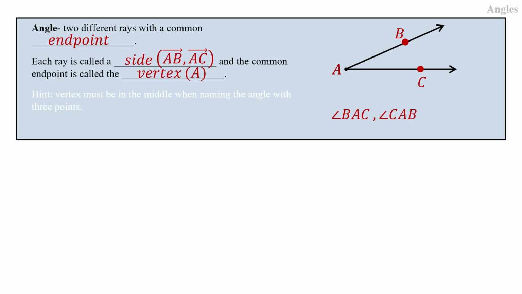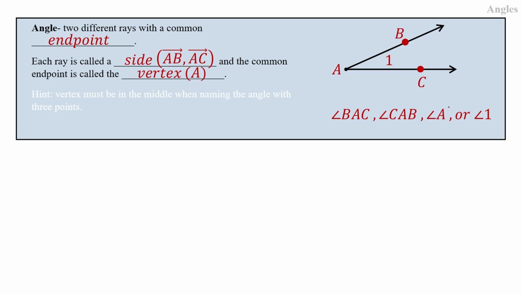And then sometimes, but not always, you can use the vertex only. For example, angle A. But this one doesn't always work, and I'll give you an example why in a little bit. Sometimes you might even see a little number inside the angle, like a 1 there. Then you can also call this angle 1. But sometimes you're not going to see the angle numbers and you're going to see the points only.